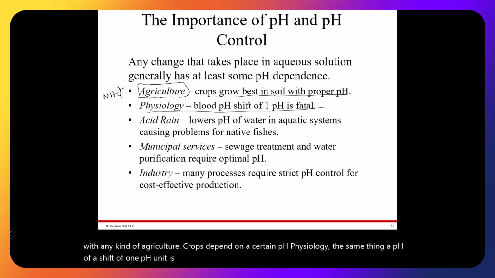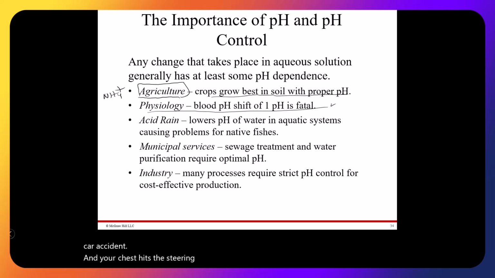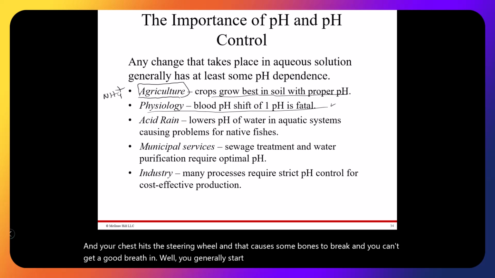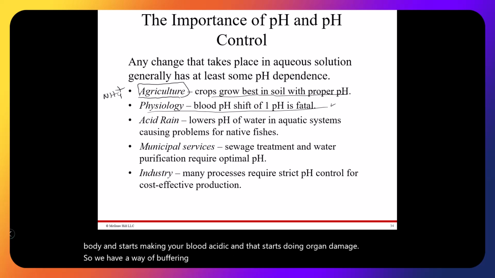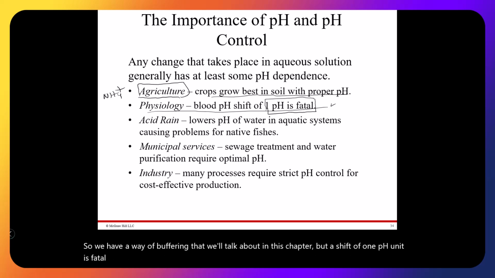This is where it gets to be serious in that, let's say you're in a car accident and your chest hits the steering wheel and that causes some bones to break and you can't get a good breath in. Well, you generally start going into acidosis, where the CO2 builds up in the body and starts making your blood acidic, and that starts doing organ damage. So we have a way of buffering that we'll talk about in this chapter. But a shift of 1 pH unit is fatal, and so it's important that we regulate our pH.